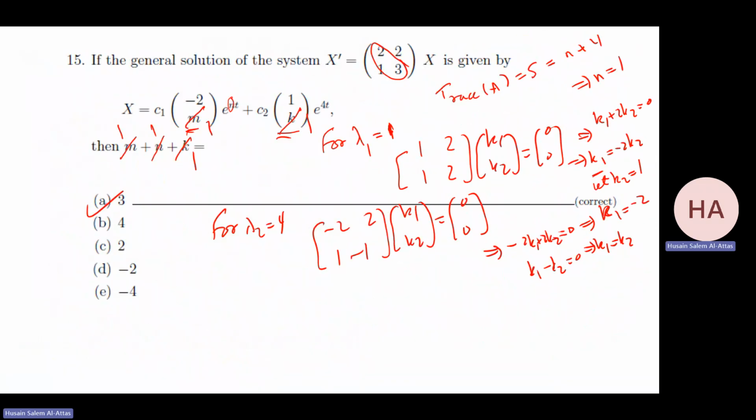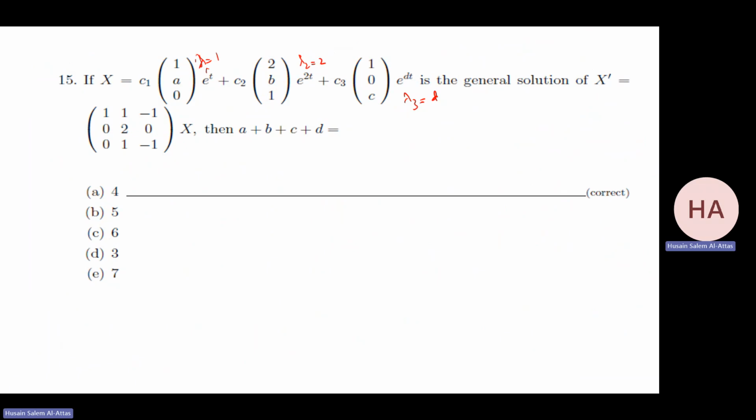So to find D, I know that the trace of A, which is the sum of the diagonals, will be 2, and it is equal to lambda 1 plus lambda 2 plus lambda 3. So I have 1 plus 2 plus D equal to 2, so D equals minus 1. Without finding the eigenvalues and eigenvectors, we get it. Actually, it was also easy to find the eigenvalues.